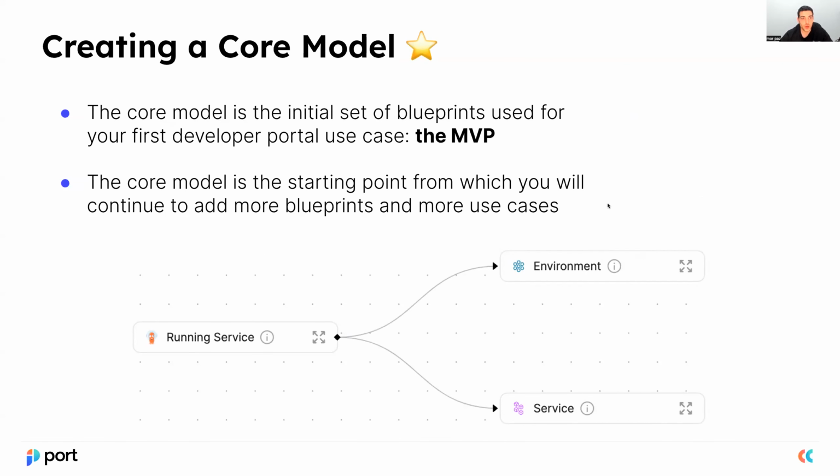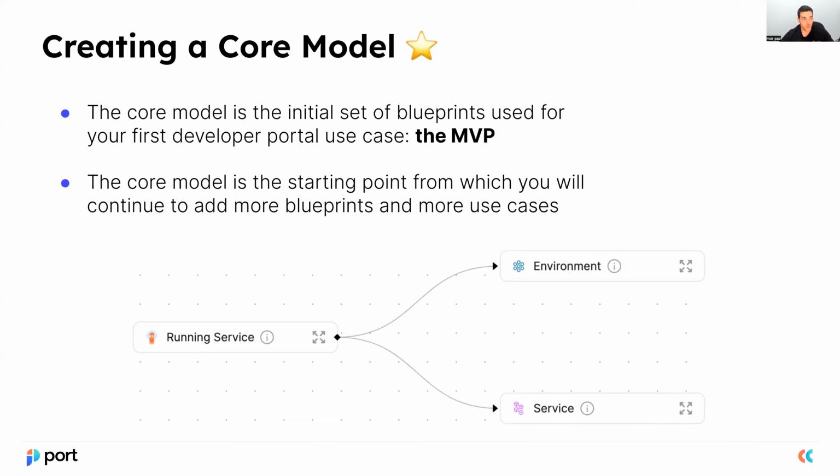Next, let's talk about how to actually create a core model. So what is a core model? A core model is the initial set of blueprints used for your first developer portal use case. This is the MVP of the data model. And the core model is the starting point from which you will continue to add more blueprints and add more use cases and extend the model.